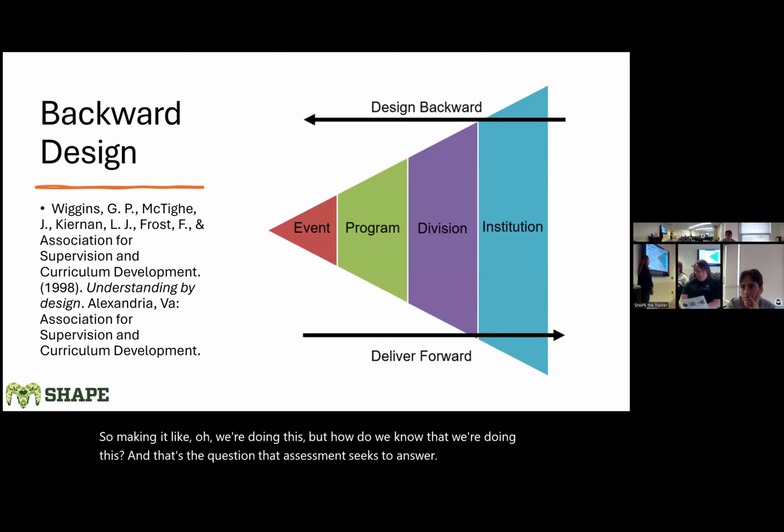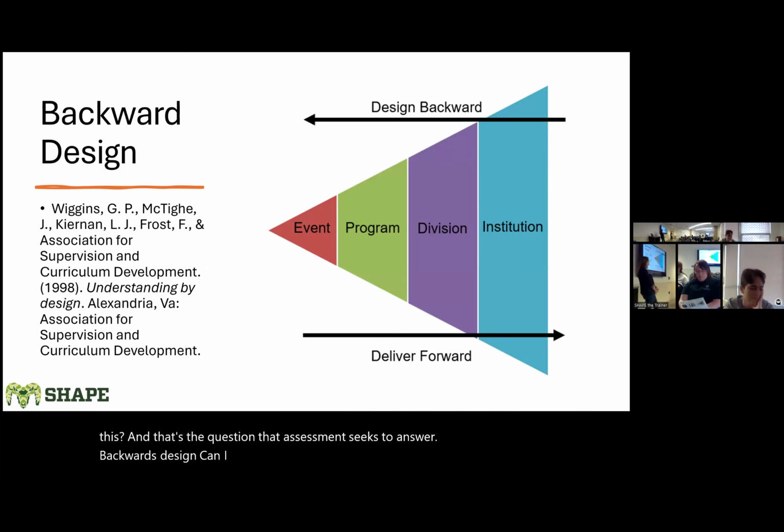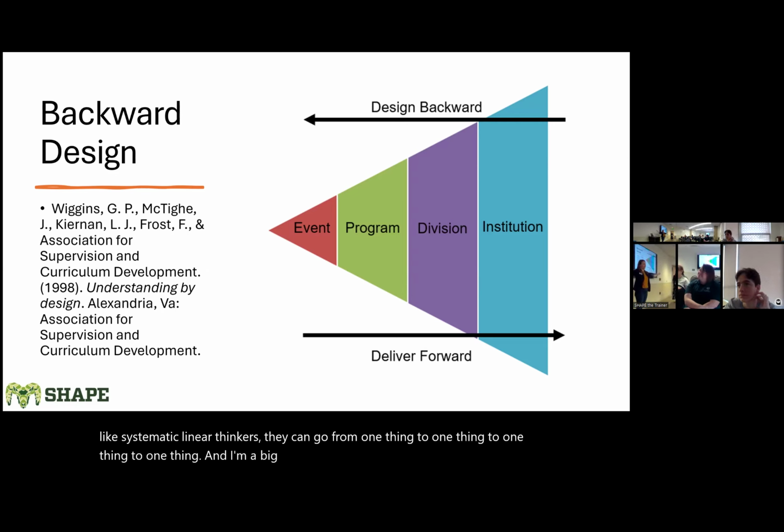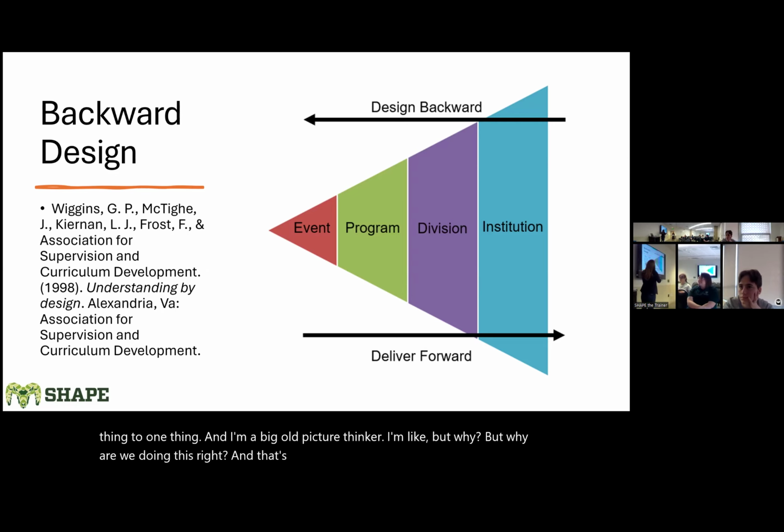Ooh, backwards design. Can I start this one? I was gonna say, yeah, yeah. I love this. So, for folks who are systematic linear thinkers, they can go from one thing to one thing to one thing to one thing. And I'm a big ol' picture thinker. I'm like, well, why are we doing this, right? And that's why I love this slide, because the backwards design starts with the big, right?